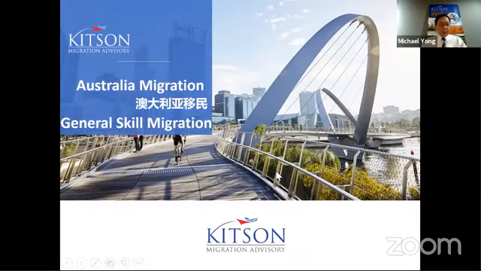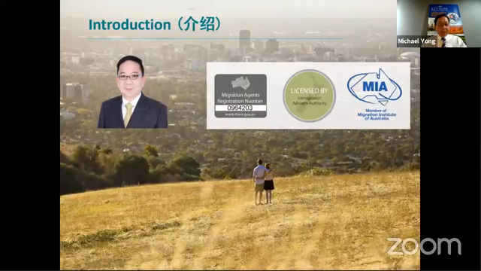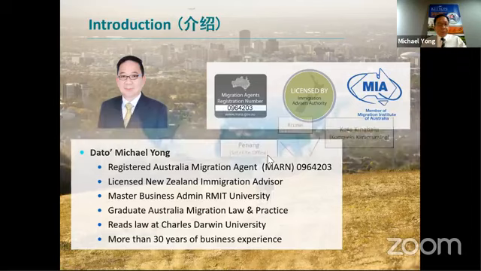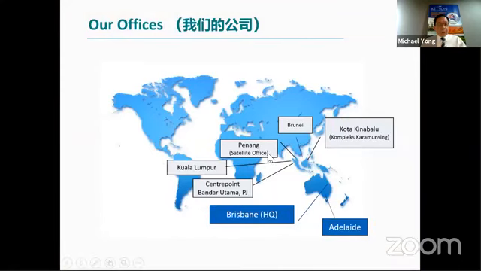Who we are? We are Kitson Migration Advisory, and just a little bit of background about myself. Jimmy has already shared with you that I'm a licensed migration agent. I also have a license for New Zealand Immigration Advisory, but today I will just focus on Australia. Kitson has been in the business for more than 10 years. Our head office had its humble beginning back in Brisbane, more than 20 years ago, and then it expanded into Kuala Lumpur.